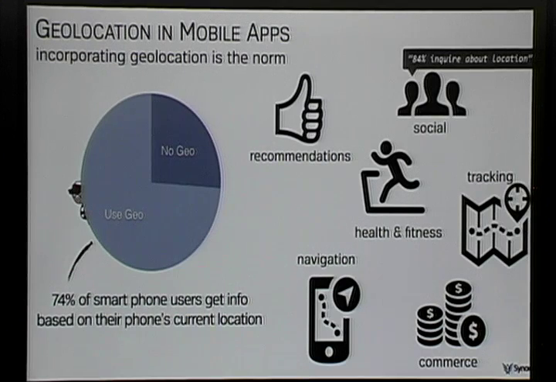And also users are making use of this. So the graph on the left, you can see that almost 3/4 of smartphone users have used the geolocation capabilities of their phone or in apps. And they use this for a variety of reasons. You have the obvious stuff like navigation, health and fitness, it'll track where you run, recommendations, things like Yelp, what's good nearby. Social apps are a big one, Facebook allowing you to post or tag where you're at.